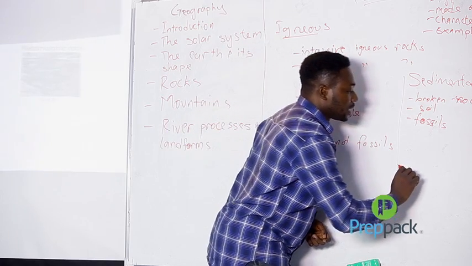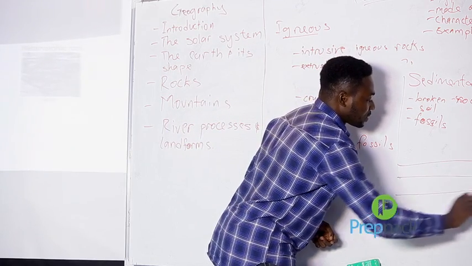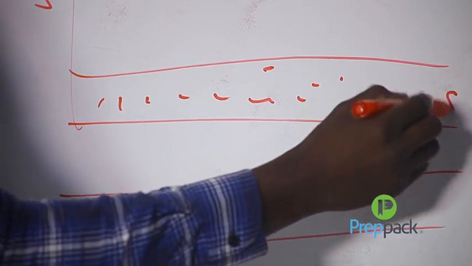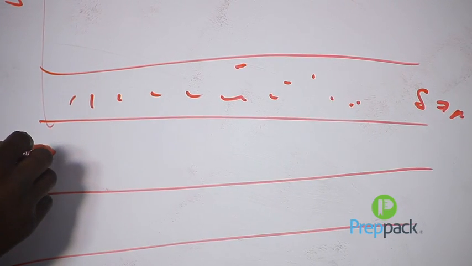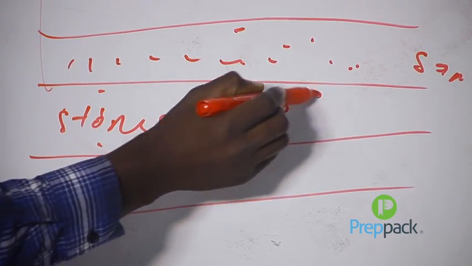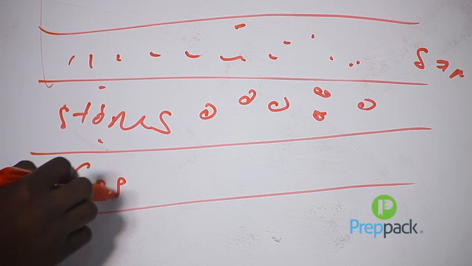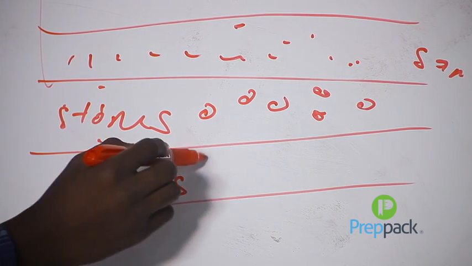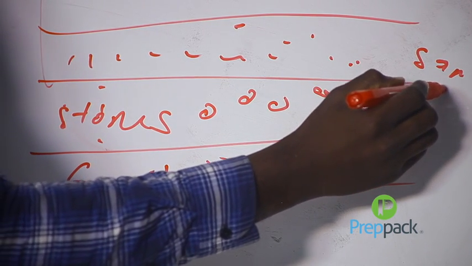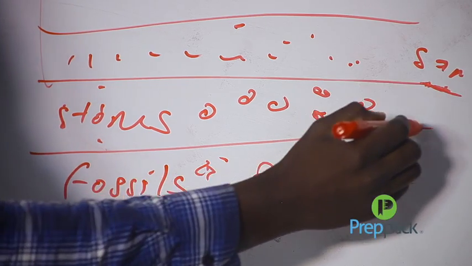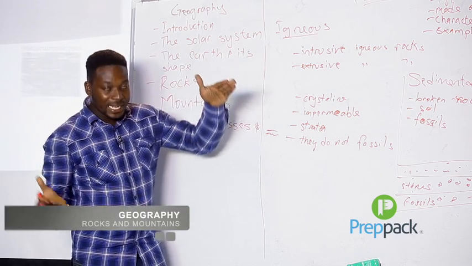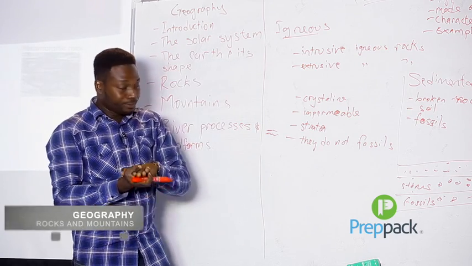What do we mean by strata? Sedimentary rock has layers of different types of materials. This could be sand, this could be stones, this could be fossils. So we have different kinds of materials, and these are the strata, the joining points, the layers. So sedimentary rocks always have strata because they are formed as a result of compaction.